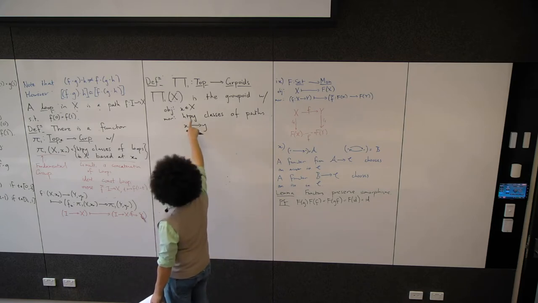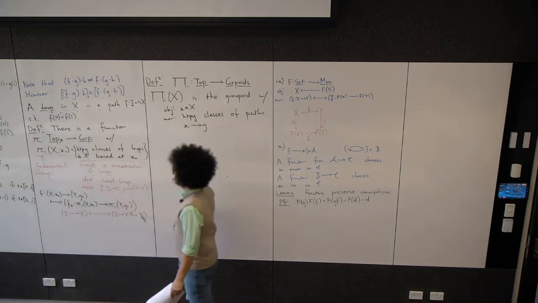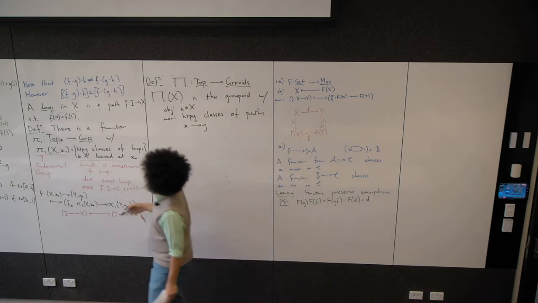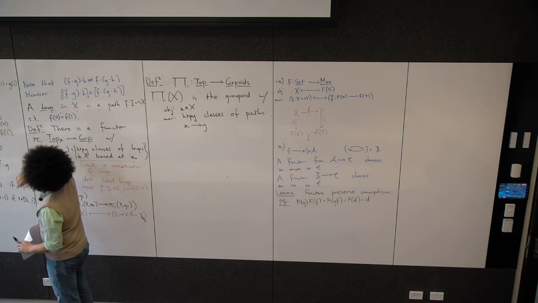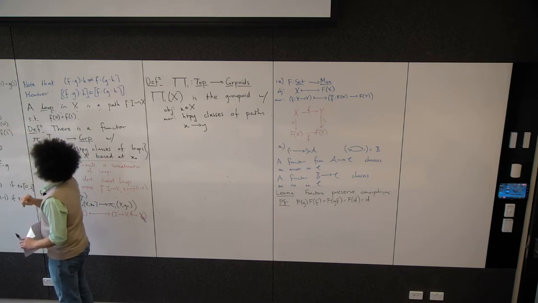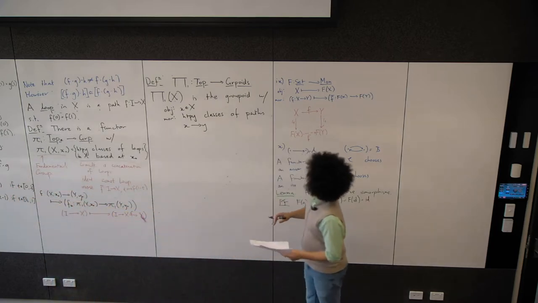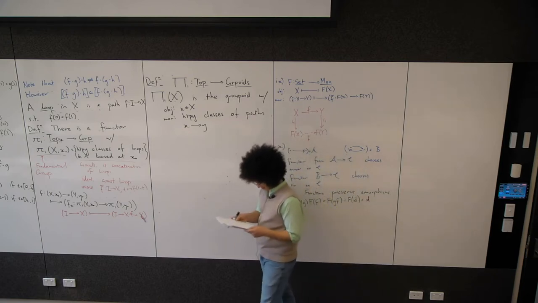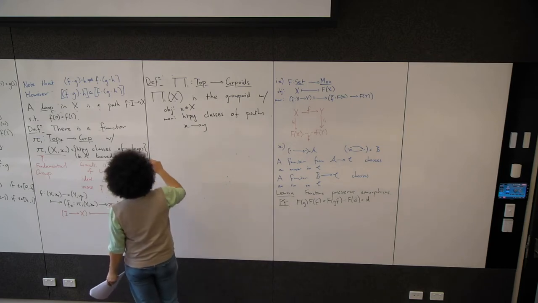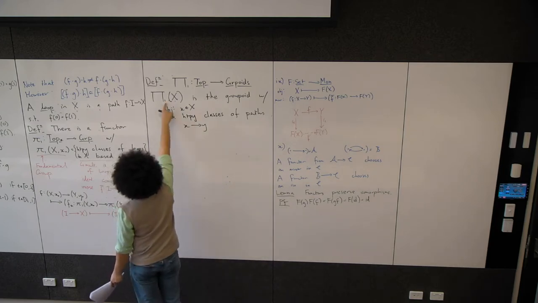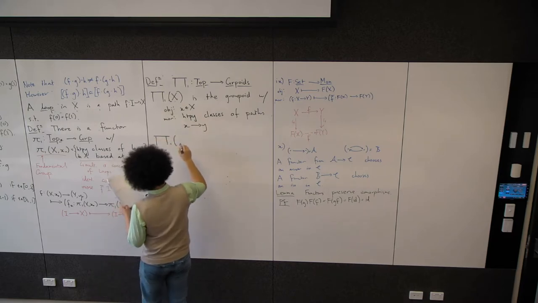I should say path homotopy classes, because what we just defined here is a path homotopy. In general, a homotopy doesn't have these two requirements on it. But if you don't have those, then there's only one thing in any path component of the topological space, and it's kind of boring. All right. So this is a functor. I've only told you what it does on objects, right? Which is this. So I need to tell you what it does on a morphism.